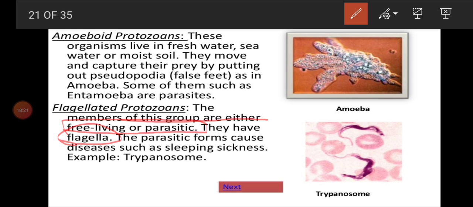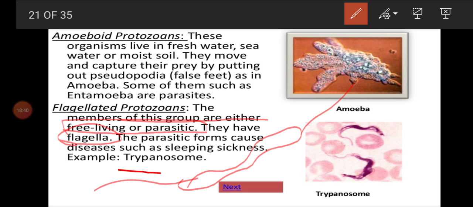But it is not in the case of flagellated protozoan, where the body will have a flagella. Flagella is a structure which is important for locomotion, for movement, and the parasitic forms cause diseases such as sleeping sickness. Example, trypanosome. Here again the cases will be more interesting.